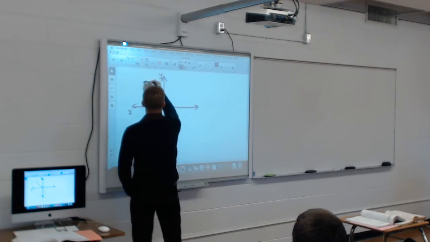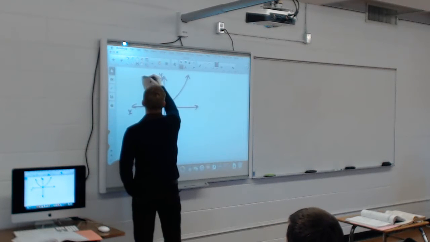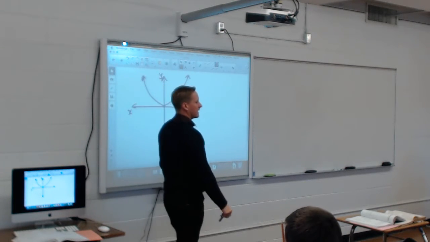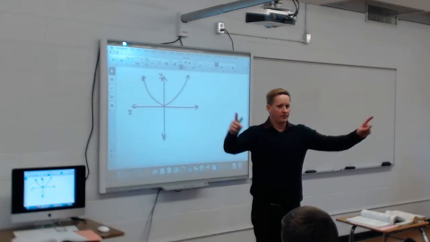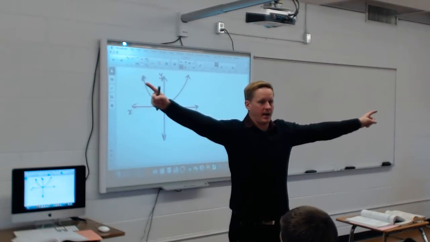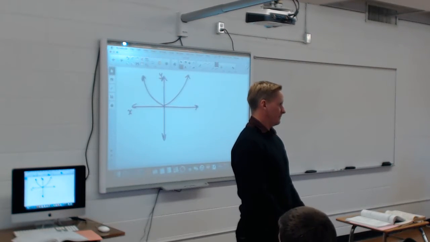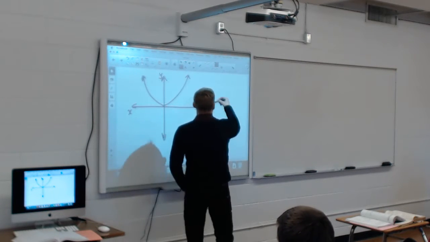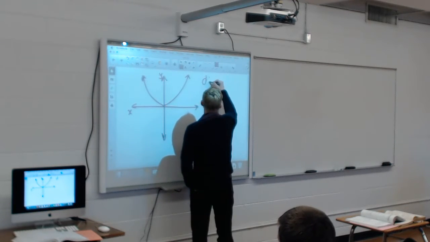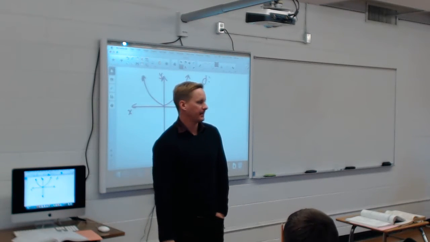When you describe domain, when you see arrowheads like this, that means they go out forever. So in this case, they're going this way forever, and this way forever. That's what those arrows mean. Got it? So knowing that, the domain for this graph is what?